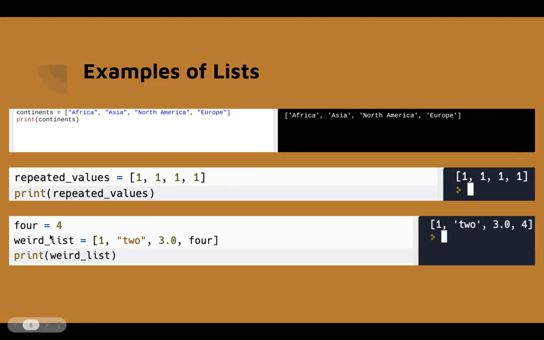Now, your lists don't have to be just all strings or all integers or all doubles. They can be mixed. So if we have weird list equals, you have 1, which is an integer, and then the string 2, and then the double 4, and then we had the variable 4 in there. So 4 is equal to the digit 4, the integer 4. You can put variables into lists, and if you print it out, you just get the value of that variable.